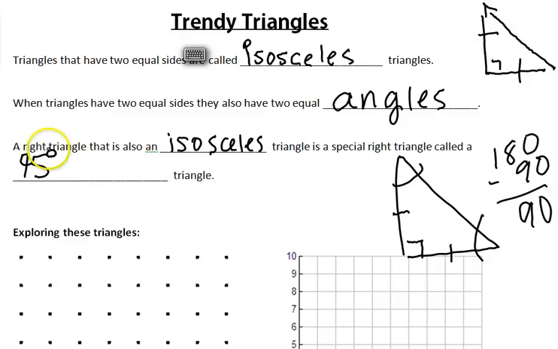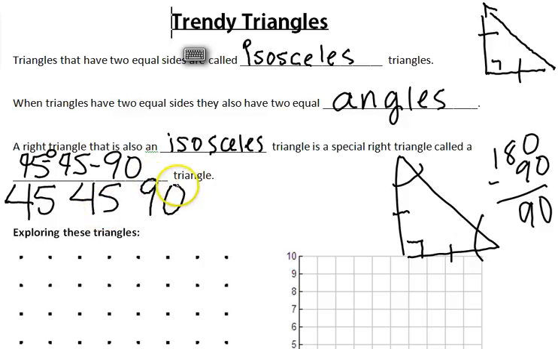45, 45, 90 triangle. Those are both 45. There we go. That's easier to read. 45, 45, 90 triangle.